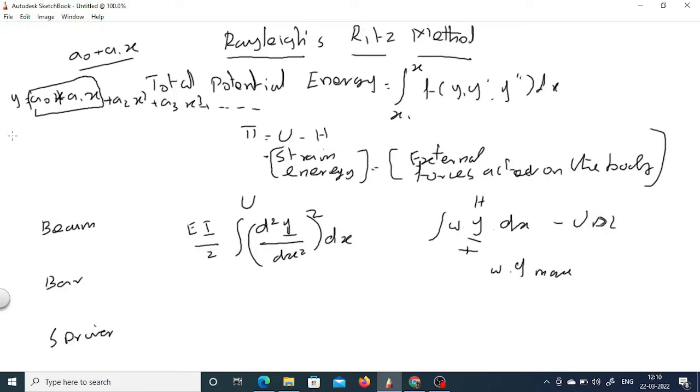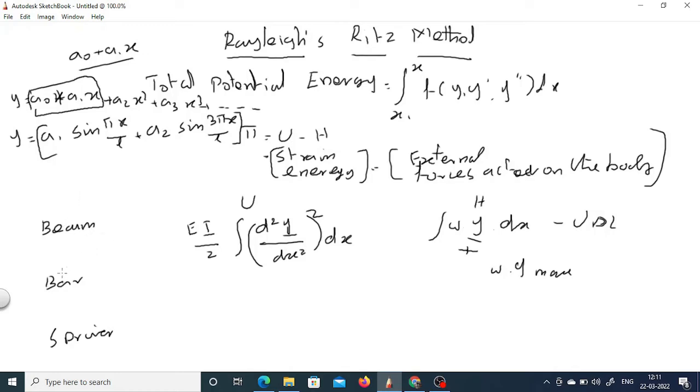And also the problem may utilize a trigonometric function, so that we can use y is equal to a1 sin pi x by L plus a2 into sin 3 pi x by L. We can utilize these two terms only for solving the problems. So now you may be aware of what y is. Y is the approximate function we can utilize to solve the problem.